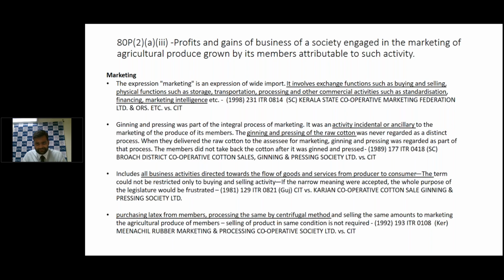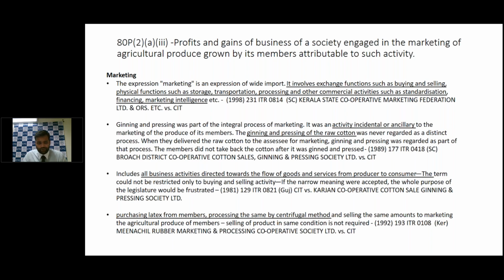Here, if one notices, ginning and pressing is actually a process which has been carried out on raw cotton, which has been procured from the members. Supreme Court held that processing is a necessary, essential element, and therefore they say that it's a part of marketing that society is eligible for deduction. Gujarat High Court has also held that all activities directed towards the flow of goods and services from producers to consumers would amount to marketing.